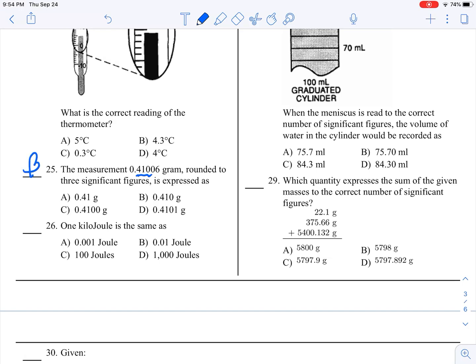1 kilojoule. Kilojoules to joules. So use reference table C if you need to, and 1 kilojoule, not gram, sorry, joule, is 1,000 joules. So multiply by 1,000, so D.